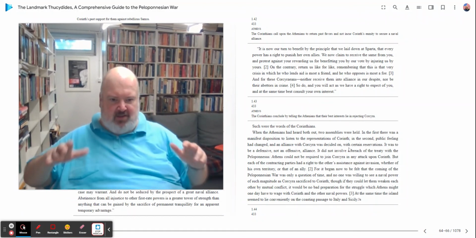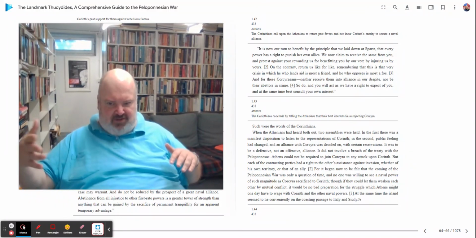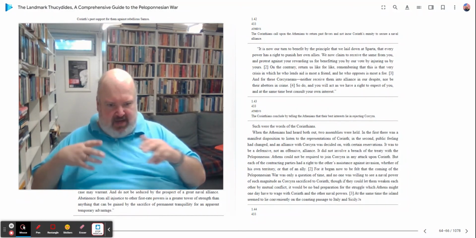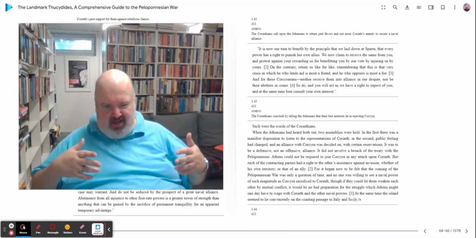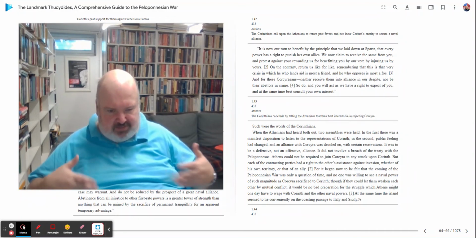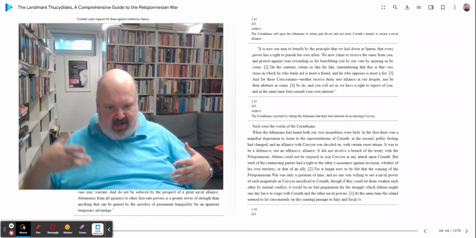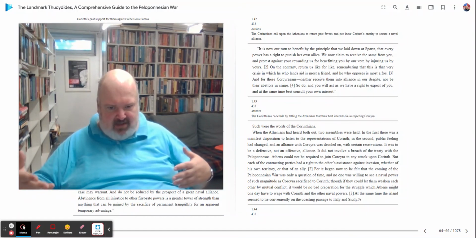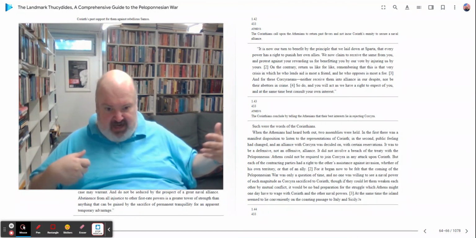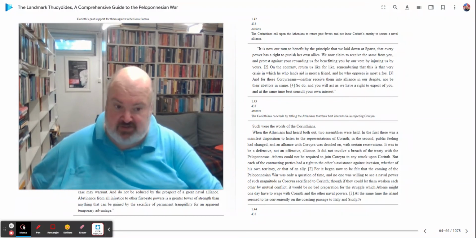In other words, two things. In the first assembly, the feeling was that Corinth is right, but the public feeling changed, and the alliance with Corcyra was decided on with certain reservations. There were two assemblies held, and in the first there was a manifest disposition to listen to the representatives of Corinth, but the public feeling changed, and they decided to side with Corcyra with certain reservations.